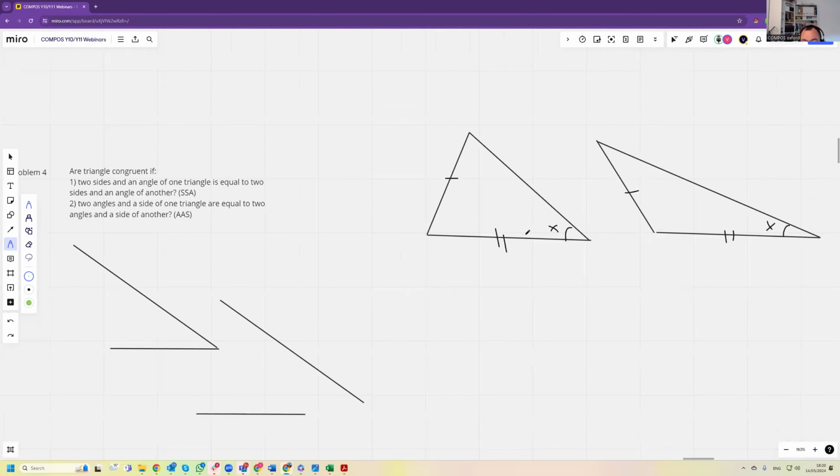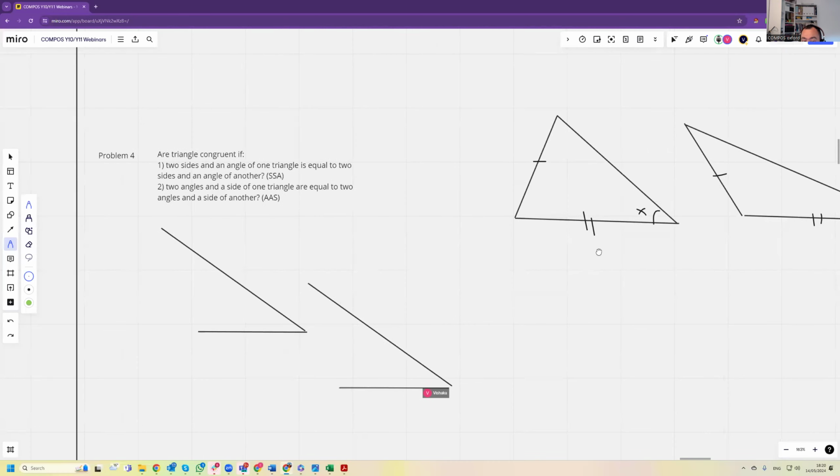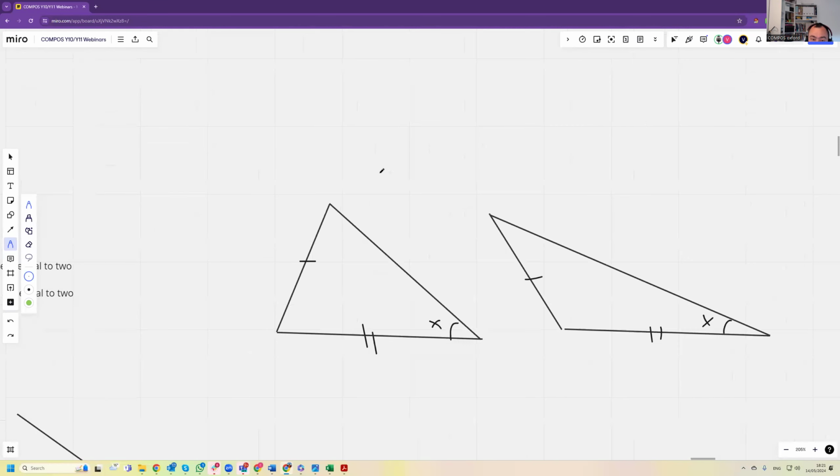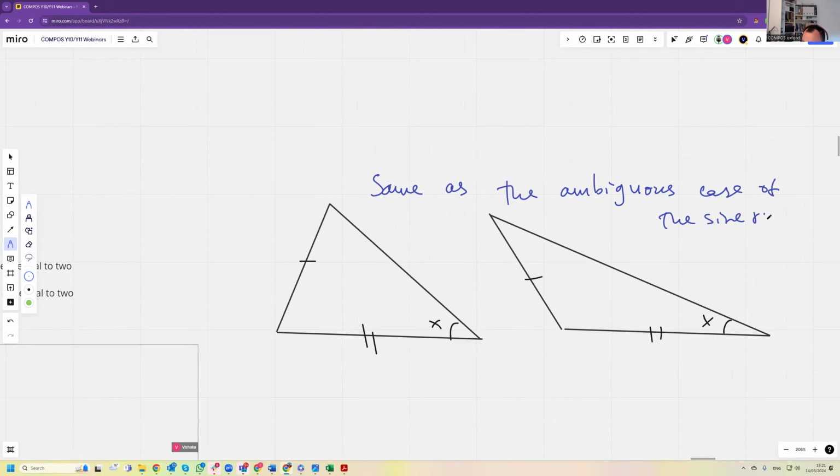This is equivalent to the ambiguous case of the sine rule. Same as the ambiguous case of the sine rule.